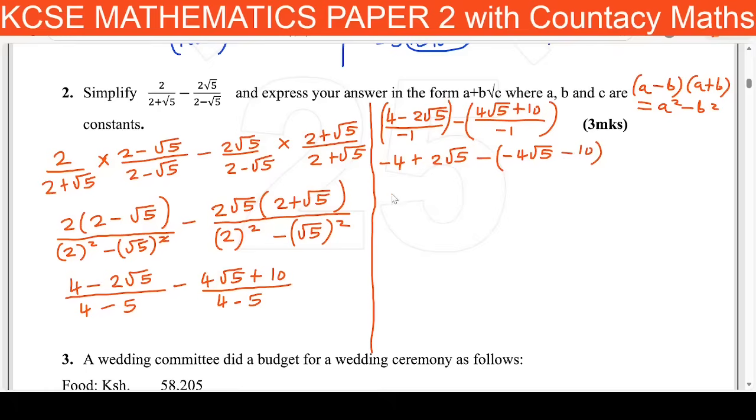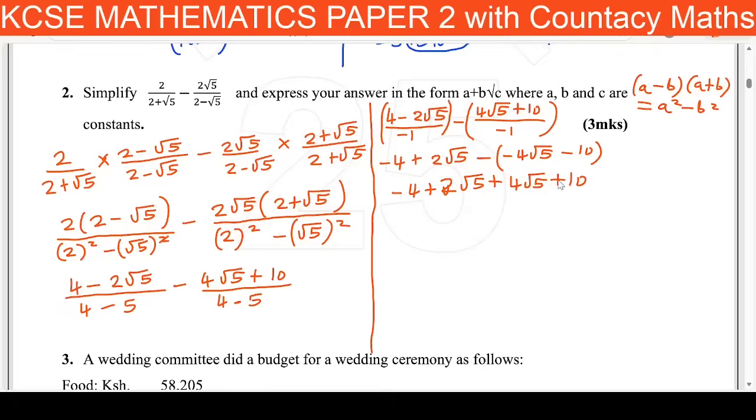Amazing. This is a bit interesting. So we have negative 4. Nothing much you can do about it for now. And then we have plus 2 root 5. And then here is now the wonderful part of it. We have minus negative 4 root 5. Therefore, because we have two consecutive minuses, it automatically becomes a positive. And then we have 4 root 5. Same case here. We have got a minus and then a negative 10. Therefore, that becomes a positive 10 like that. If you don't check out here, you are likely to write negative 10, which is very, very wrong.